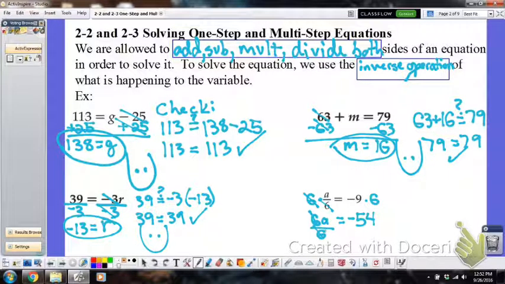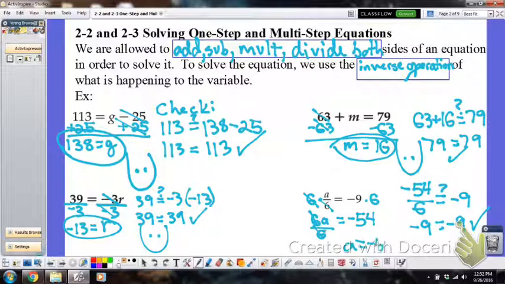So checking that really quick, negative 54 divided by 6, I'm going to find out if that is equal to negative 9. Negative 54 divided by 6 is negative 9. Since negative 9 is equal to negative 9, we check out. My solution is a equals negative 54. I know I'm 100% correct, so I get a mathematical smile.